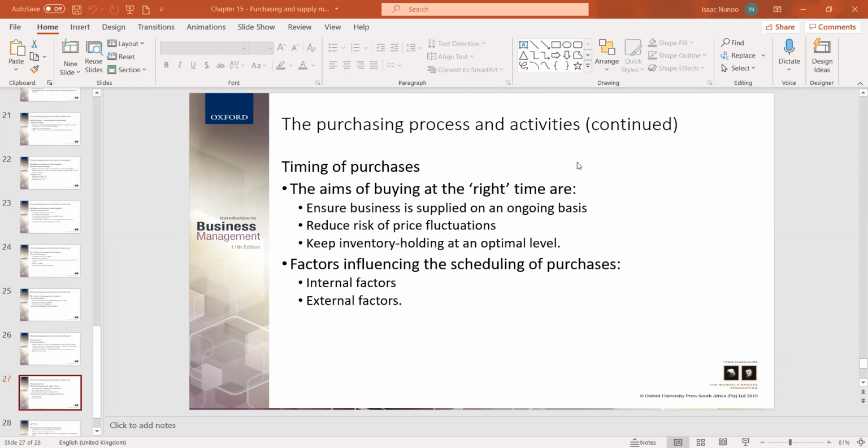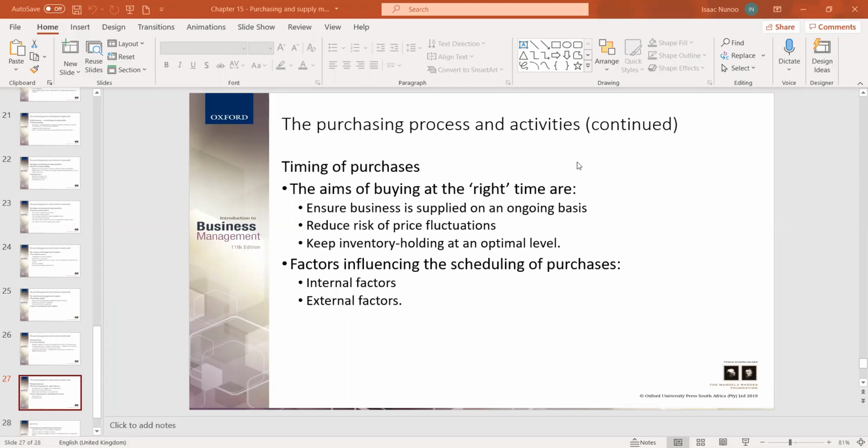So you must know the right time to buy, and knowing the right time to buy will ensure that your business is supplied on an ongoing basis. Things are operational, and there's no break in the business process. You are also able to reduce the risk of price fluctuation. So you know when to buy, knowing that at this time the price is okay. At a particular time when you buy, the price increases. So when should you buy?